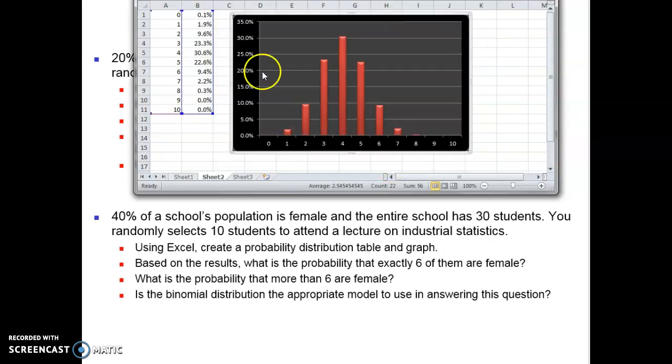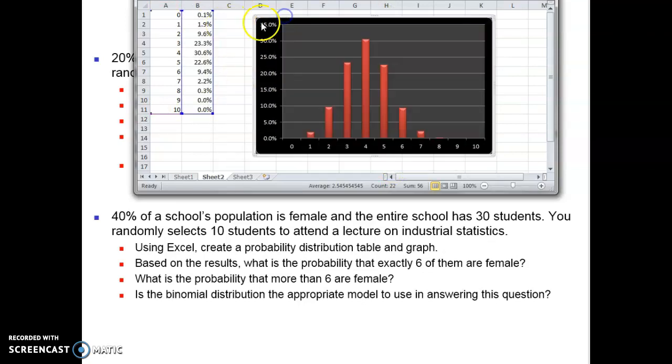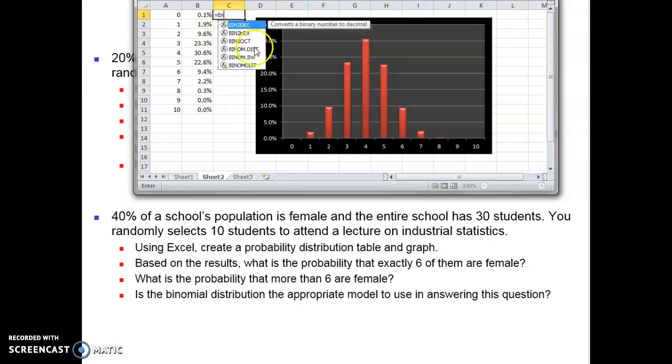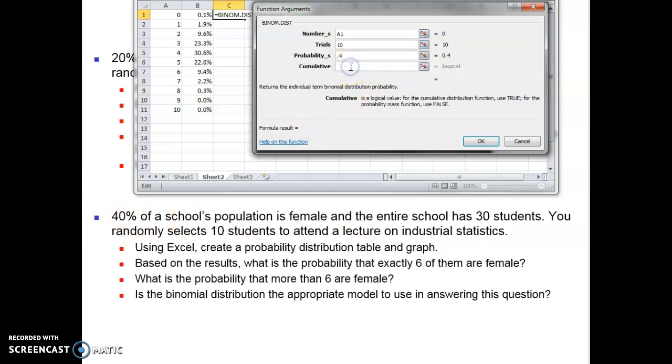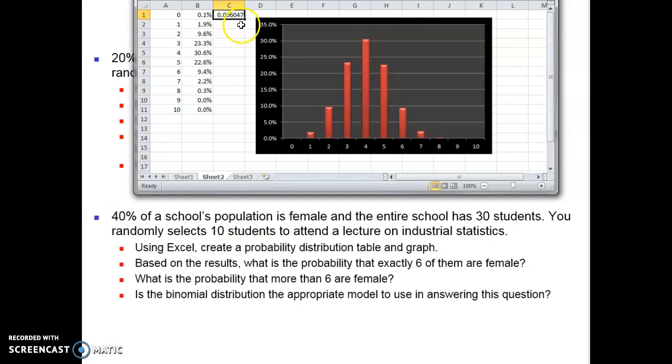Okay. Now, if we wanted to, we could compare this to the binomial. Let's create the next column, but we're going to put binomial distribution. Same process, right? We're going to have the number of successes represented by our first column. We know the trials, there's 10, right? That's our sample. Probability of success is 40%, so 0.4, and we don't want cumulative. And if you percent this and then round it to the tenth, drag it down, you have your binomial.